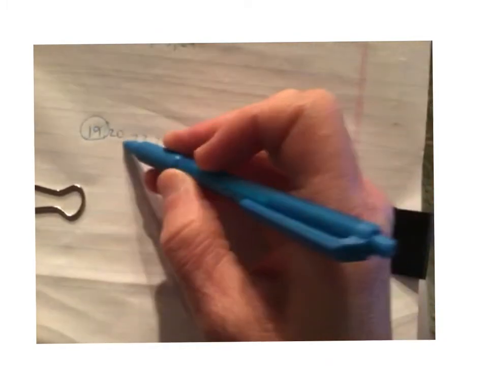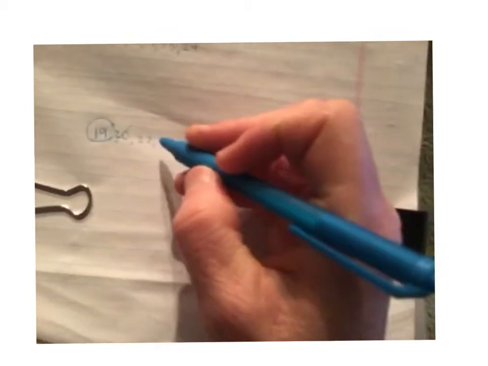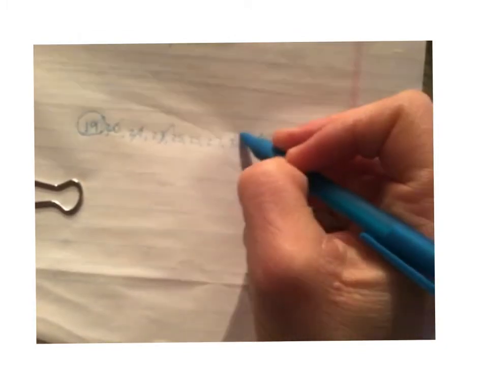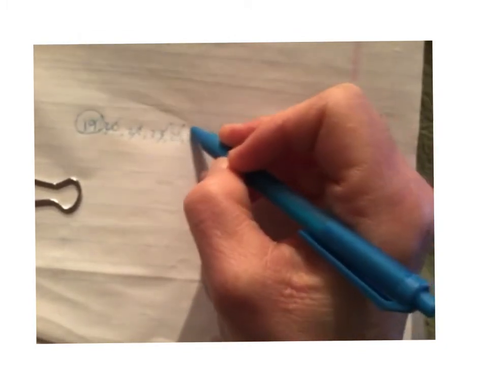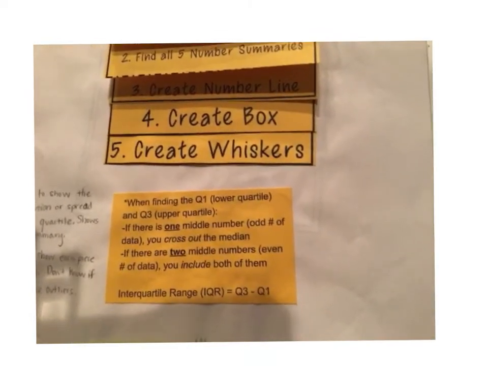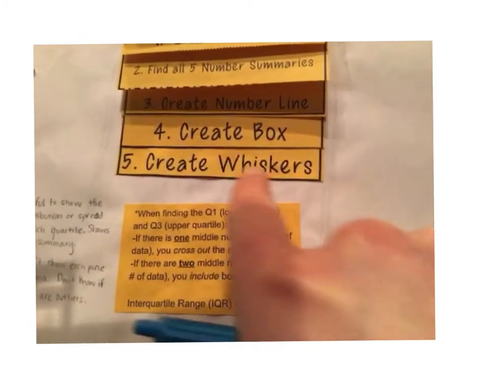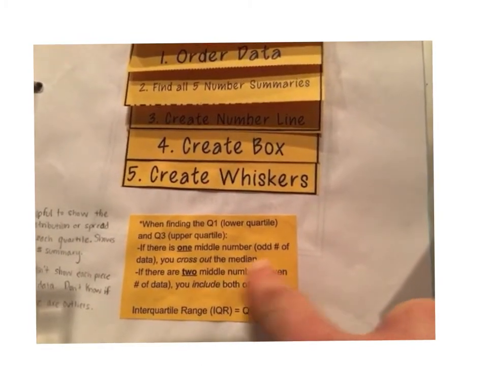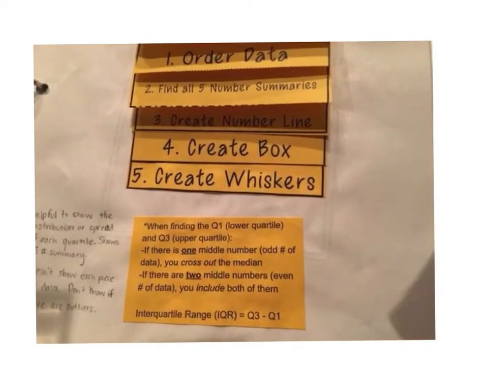Now I'm going to go ahead, I'm going to cross off my lowest and my highest, repeating that for each pair. Here's my middle number, so that's my median, okay? Then from there, when I have one middle number, you're going to see this is in your notes down here on the bottom. When we find the Q1 and the Q3, when there is one middle number right here, when there's an odd number of data, you're going to cross out the median. When there's two middle numbers, you're going to include them.